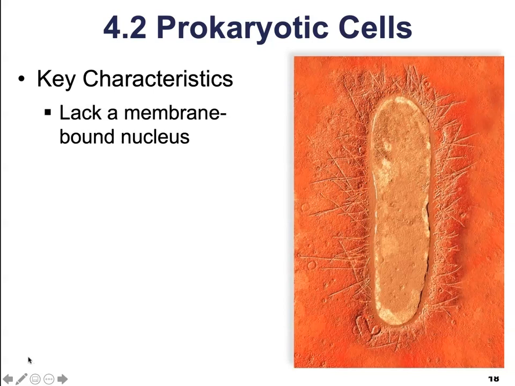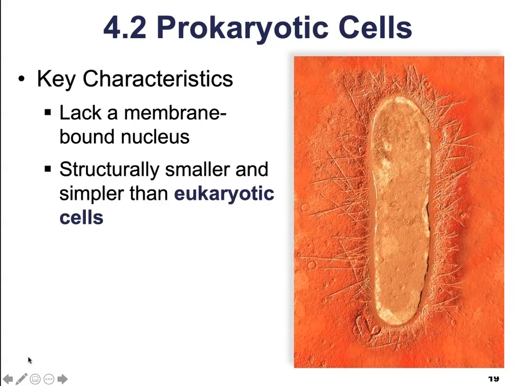They're also found on or in living organisms. Some of the key characteristics of prokaryotic cells is that they lack a membrane-bound nucleus or organelles. They tend to be structurally smaller and simpler than eukaryotic cells. And the prokaryotic cells are going to be placed within two taxonomic domains.